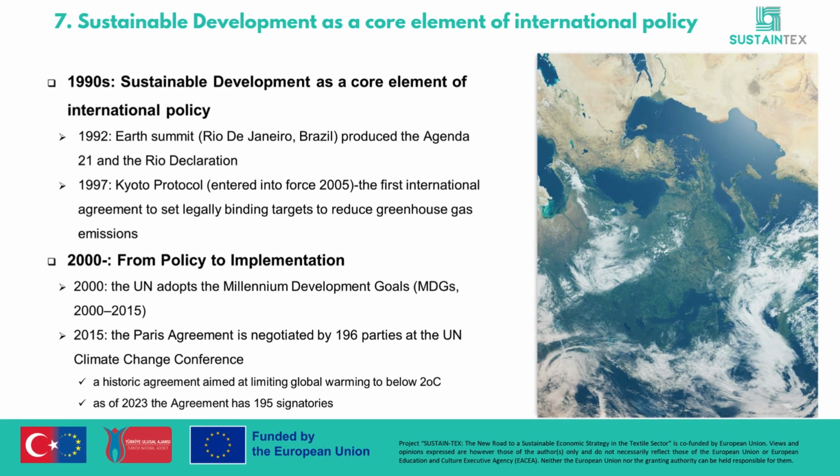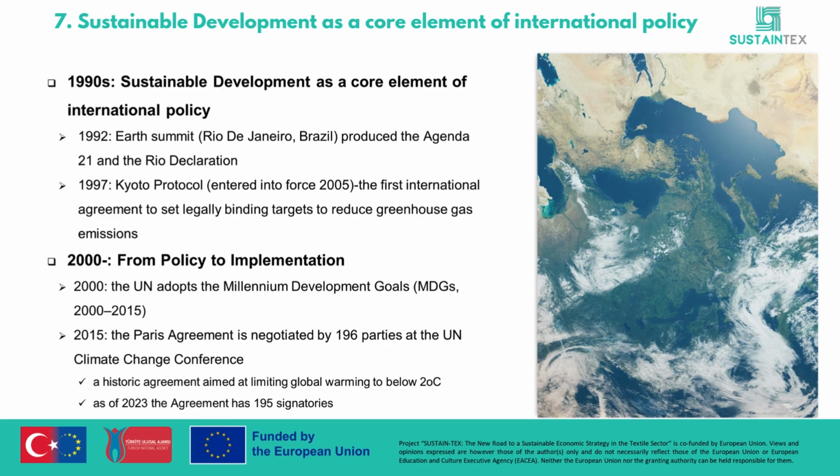Sustainable development as a core element of international policy. In the 1990s, sustainable development is considered a core element of international policy. At the 1992 Earth Summit that was conducted in Rio de Janeiro, Brazil, the Agenda 21 and the Rio Declaration were produced. In 1997, the Kyoto Protocol was the first international agreement to set legally binding targets to reduce greenhouse gas emissions. The Kyoto Protocol entered into force in 2005.